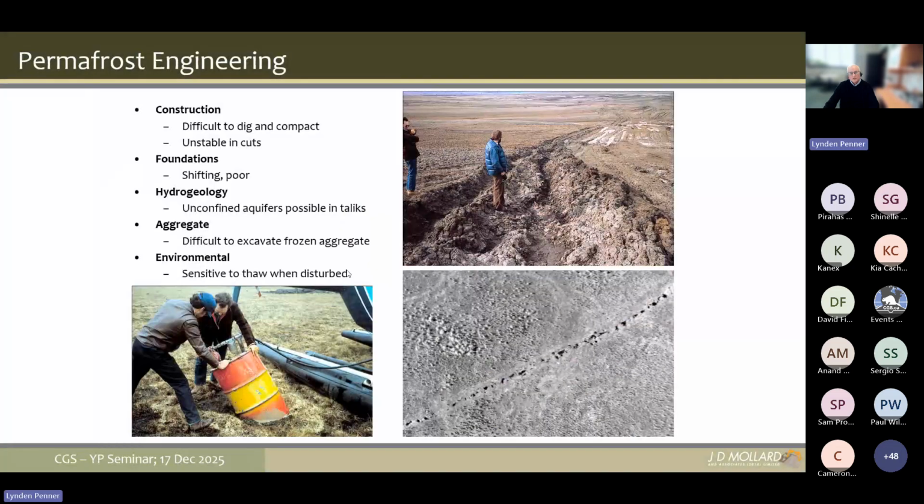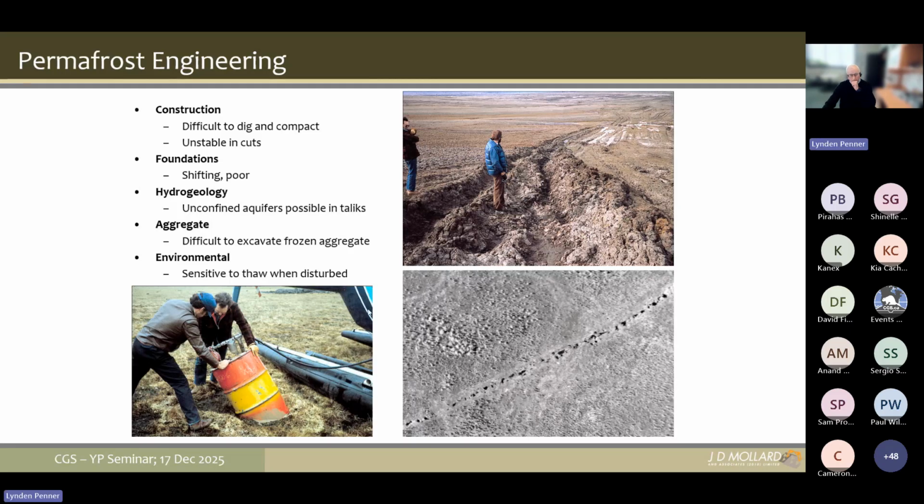So watching my time a little bit. Engineering implications, I won't speak too much about that, but as the ice permafrost thaws, you're left with very poor ground conditions, a lot of disturbance, construction, poor foundations, aggregates in permafrost areas. It's interesting, if you've got an esker that's frozen, it's very difficult to excavate, and so they'll often allow it to thaw and then excavate it layer by layer as it thaws.